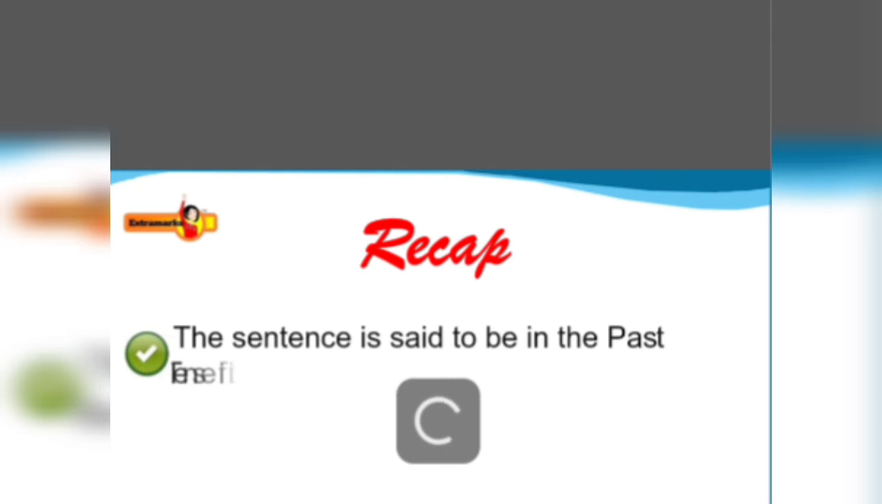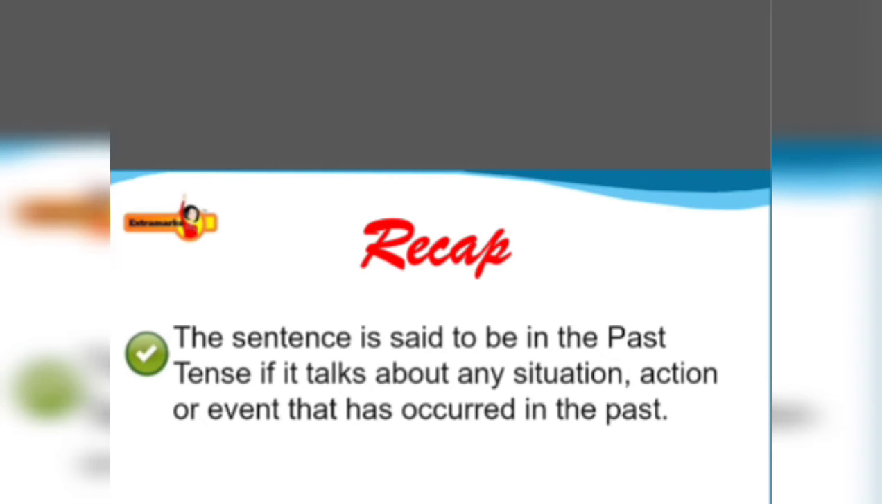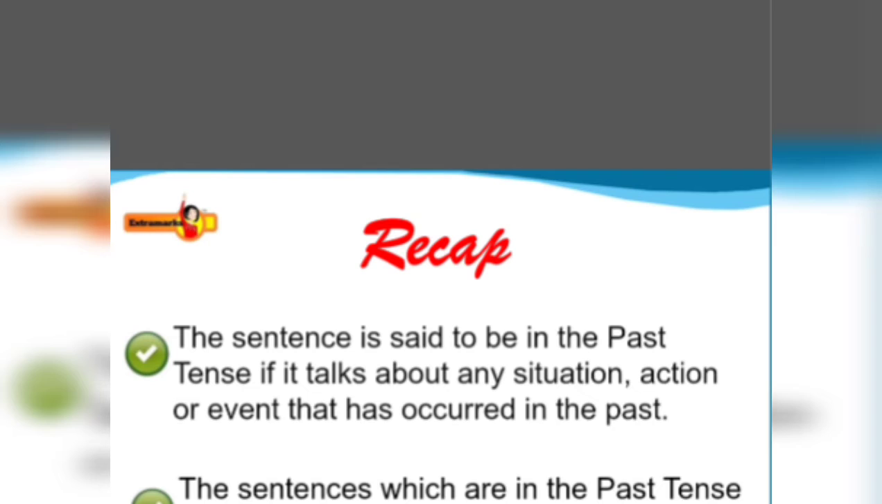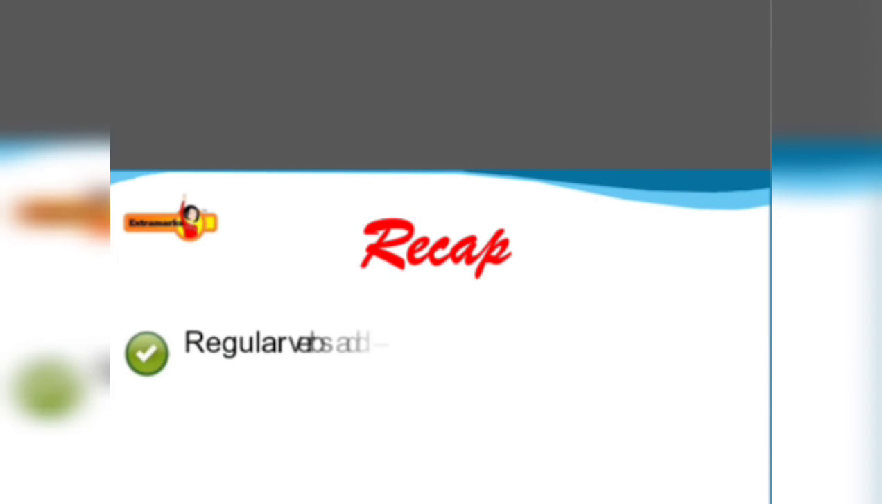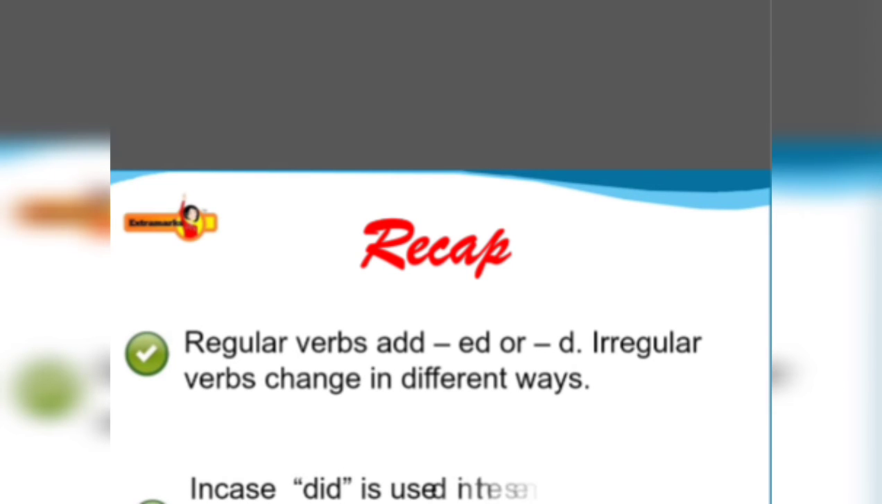The sentence is said to be in the past tense if it talks about any situation, action or event that has occurred in the past. The sentences which are in the past tense are generally accompanied with words like before, yesterday, last week, etc. Regular verbs add ed or d. Irregular verbs change in different ways. In case did is used in the sentence, the verb remains in its simple form and doesn't change to past tense.